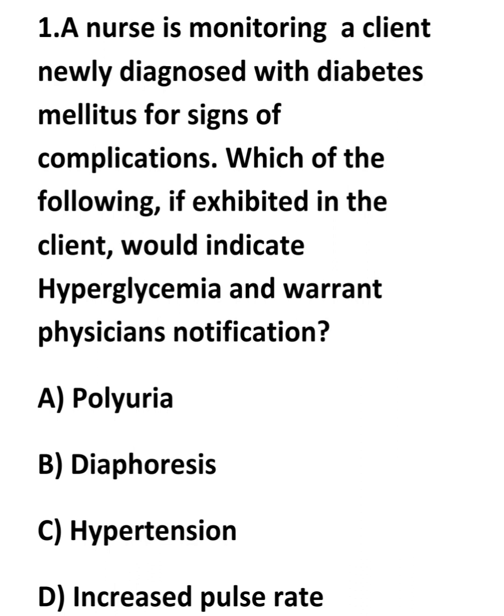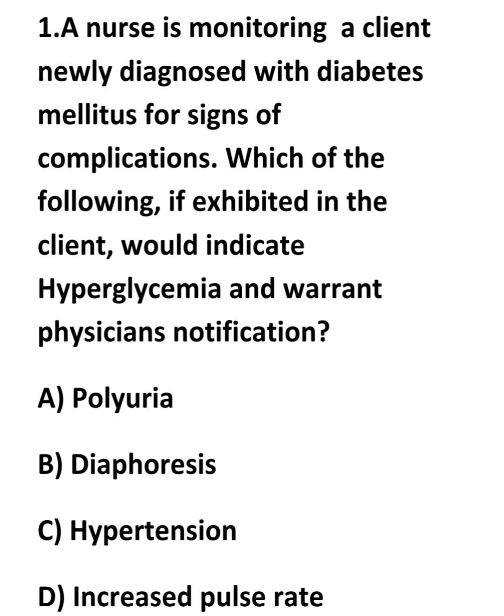Friends, here in this video we can see some questions from the endocrine system. We will see the first question. A nurse is monitoring a client newly diagnosed with diabetes mellitus for the signs of complications. Which of the following, if exhibited in the client, would indicate hyperglycemia and warrant physician notification? Options are A, polyuria; B, diaphoresis; option C, hypertension; option D, increased pulse rate.